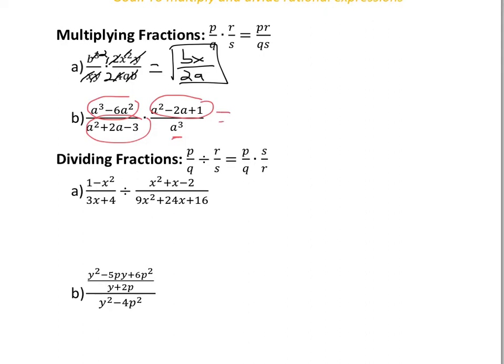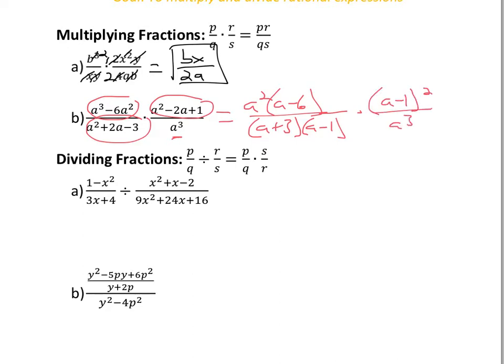So we're going to rewrite this as, we're going to pull out an a squared, left with a minus 6, over a plus 3, a minus 1. And we're going to multiply that by a minus 1 squared over a cubed. Now, we can just cross-cancel. Now that we've factored everything, now you can cross-cancel, okay?